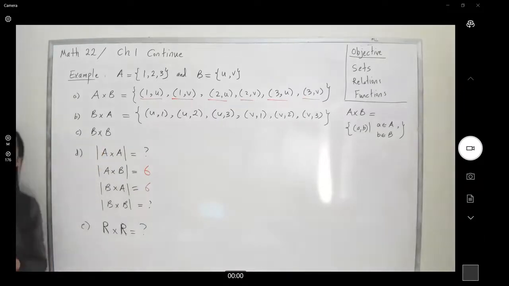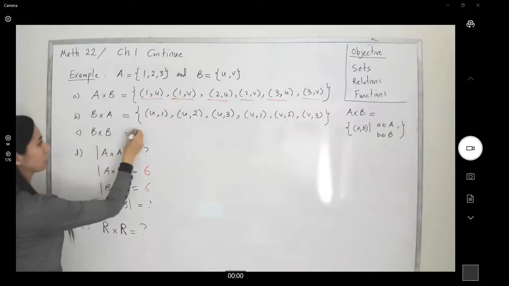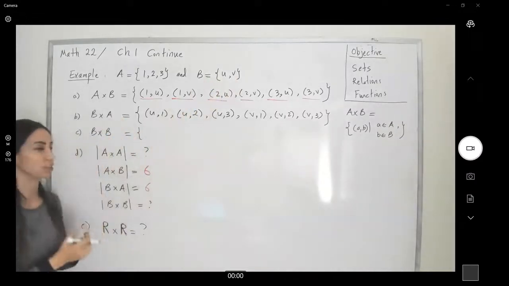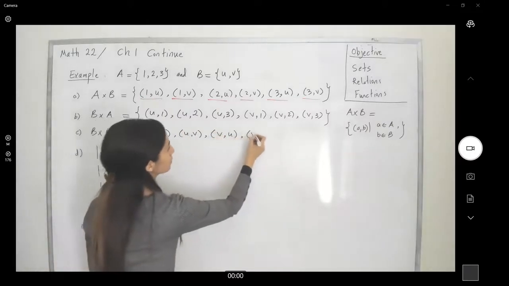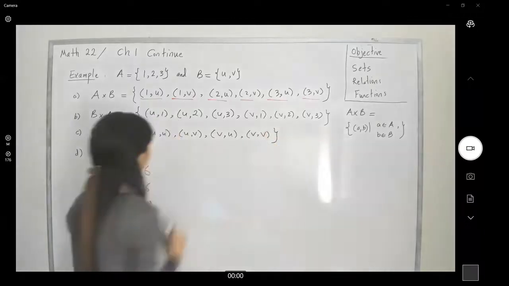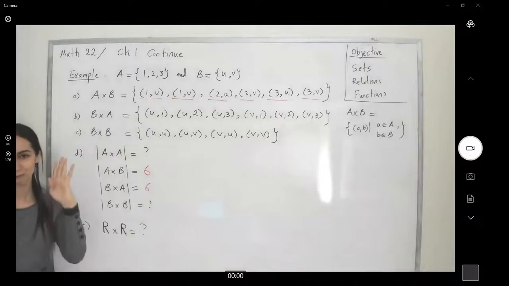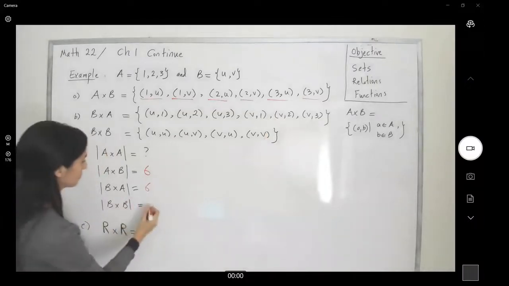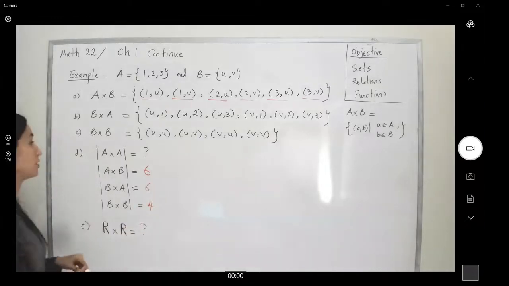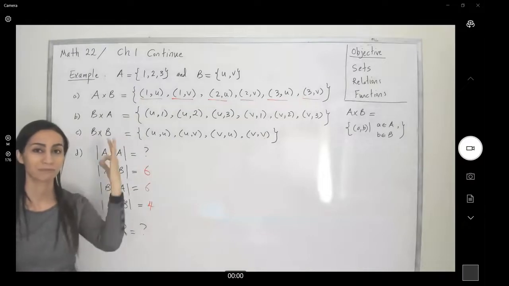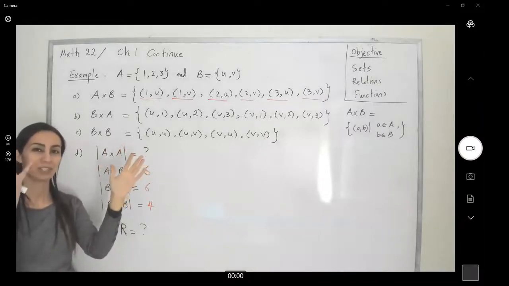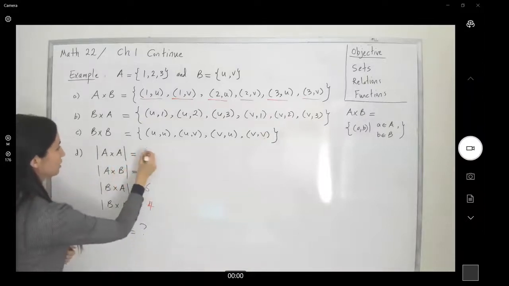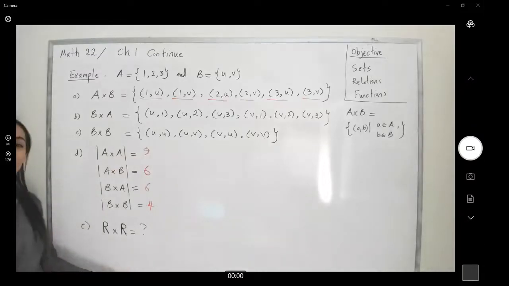Okay, what about the Cartesian product between B and B? It means that we're just combining the elements of B with each other: (u, u), (u, v), (v, u), (v, v). How many elements? 4 of them. So what do you think about the Cartesian product between A and A, and how many elements are there? We have the combinations (1, 1), (1, 2), (1, 3), (2, 1), (2, 2), (2, 3), (3, 1), (3, 2), (3, 3), which is 9. So here we get the cardinality equal to 9.